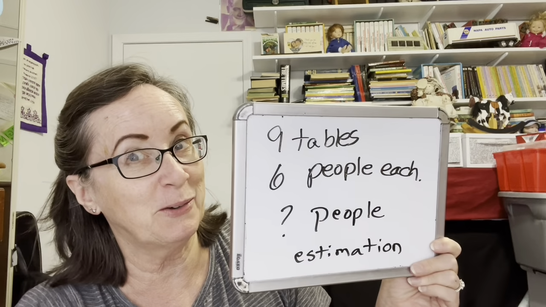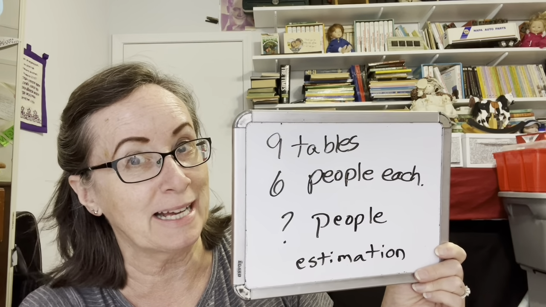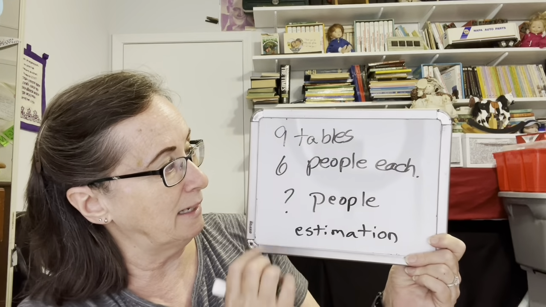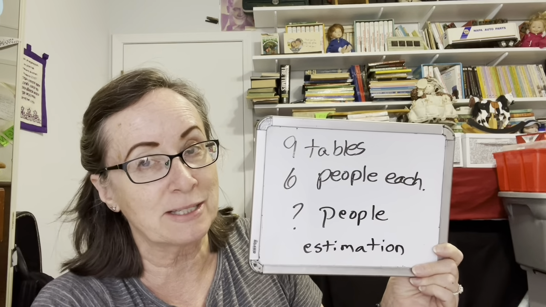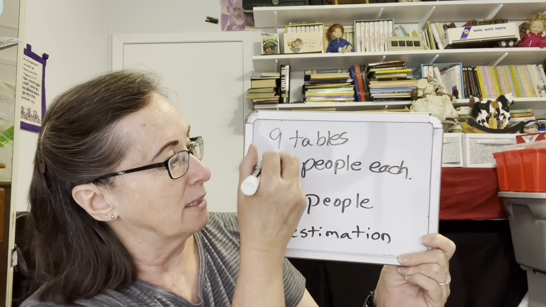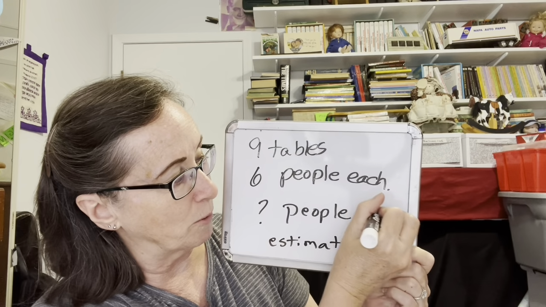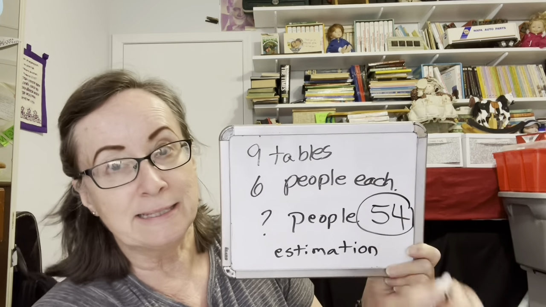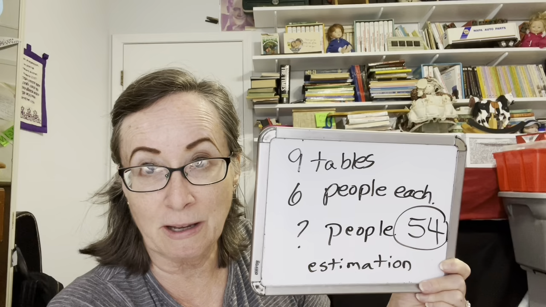So all we can do is go, okay, hopefully she had a pretty good estimate, and we would say 9 times 6, because there's 6 people at each of 9 tables. So 9 times 6 is 54 people seated at the tables. Okay, so that's an estimation problem. Number 2. It says the temperature at 8 a.m. was 65 degrees Fahrenheit. By 11 a.m., the temperature had increased 17 degrees. What was the temperature at 11 a.m.?